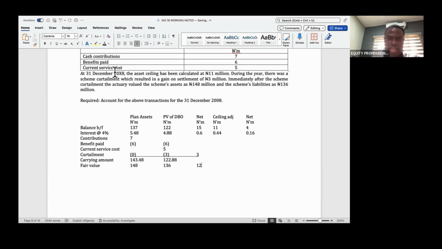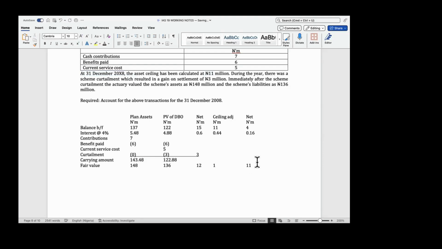But they told us that at the end of the year, the asset ceiling is actually 11. Instead of recognizing 12 as net defined benefit assets, we should recognize what? 11. So there will be a ceiling adjustment of how much? 1.